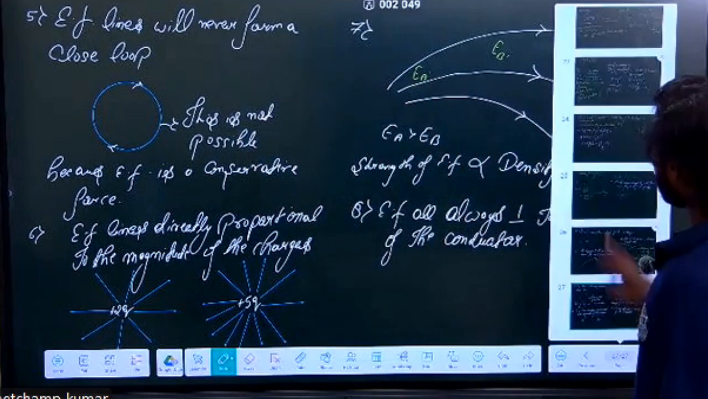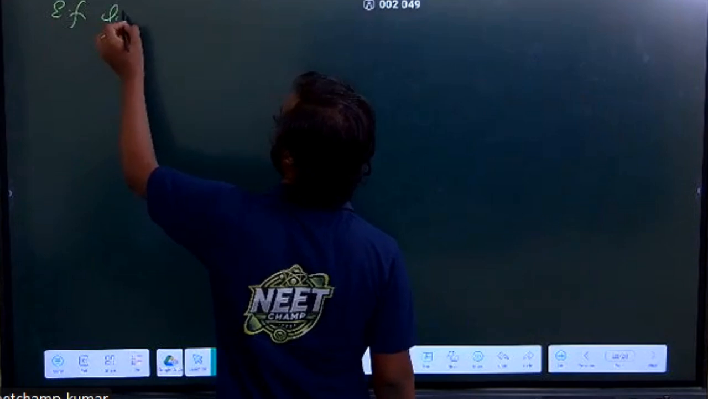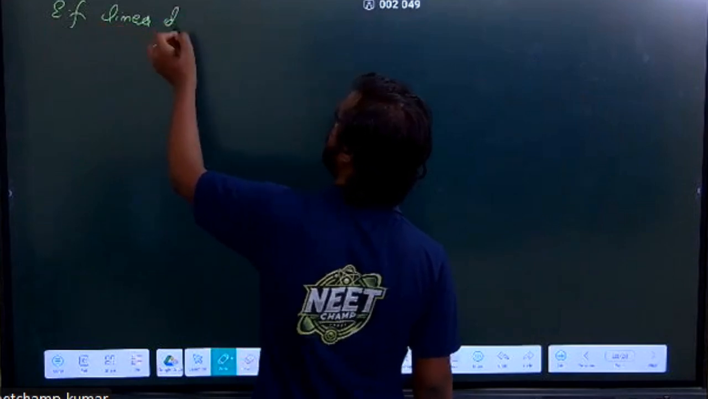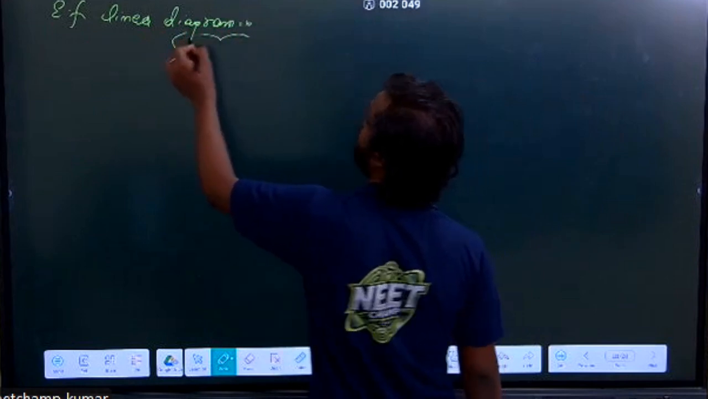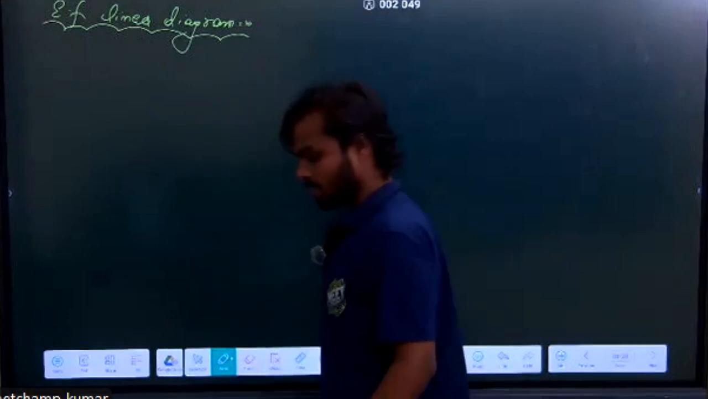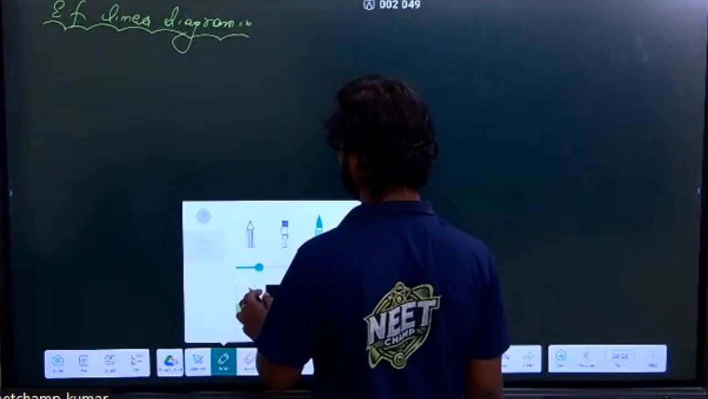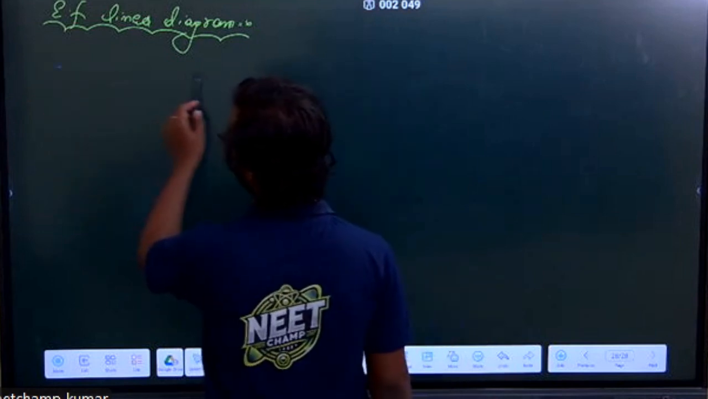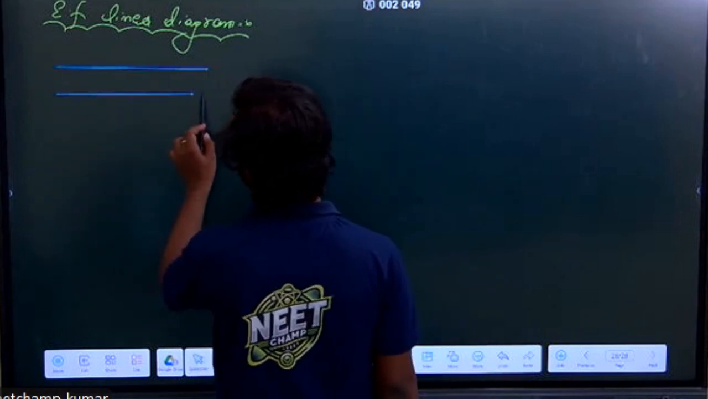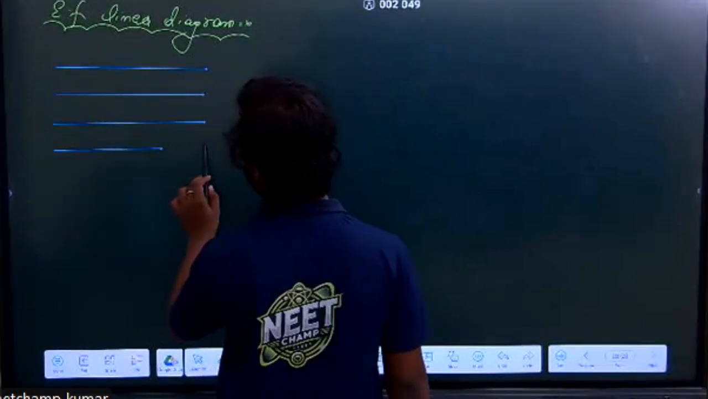Okay, so these are the different properties of an electric field line. Let us see some electric field line diagrams. Okay, suppose I want to represent a uniform electric field. Suppose I want to draw the uniform electric field lines. How will I draw a uniform electric field line? For drawing the uniform electric field lines, you have to draw parallel lines. These are parallel equidistant lines. Remember, parallel equidistant lines represent the uniform electric field.